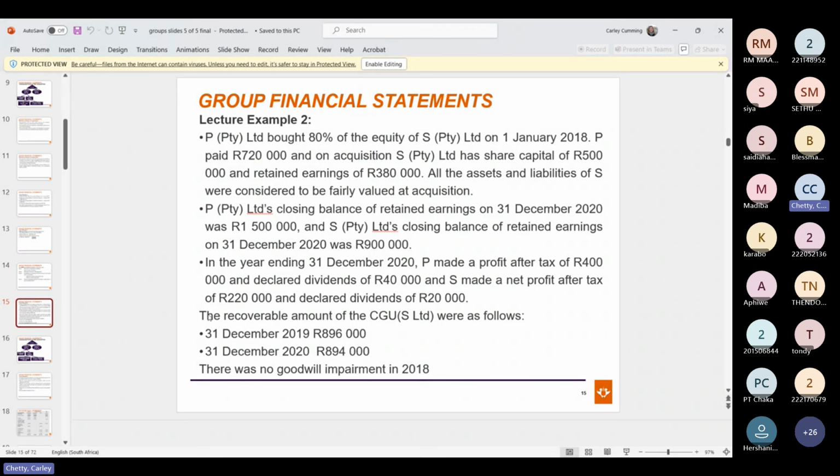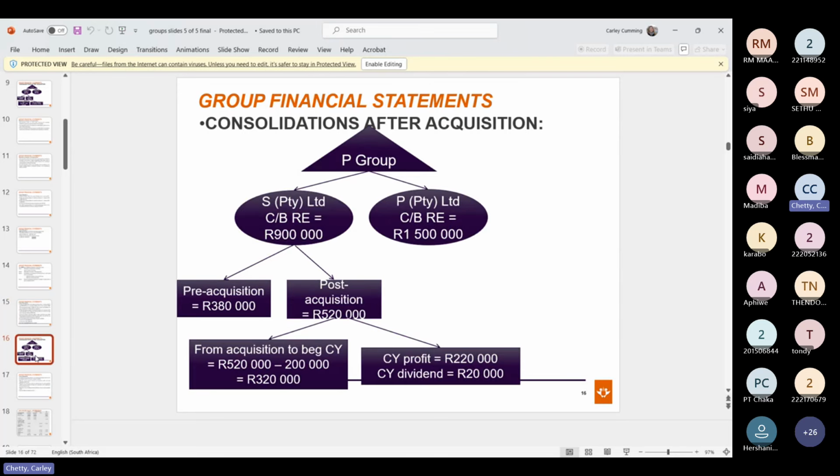Then they're giving us information for the cash generating unit. They say the recoverable amounts of the cash generating unit were as follows. On 31 December 2019, the cash generating unit had a recoverable amount of 896,000. And on 31 December 2020, it had a recoverable amount of 894,000 rand. There were no goodwill impairments in 2018.